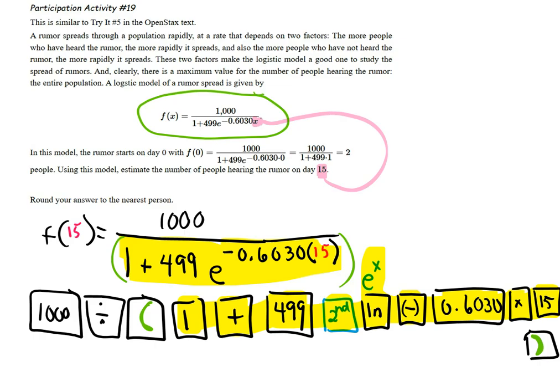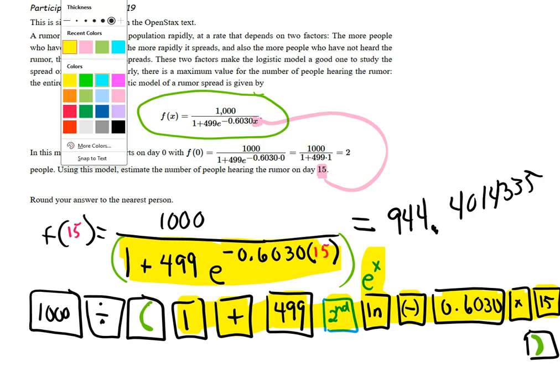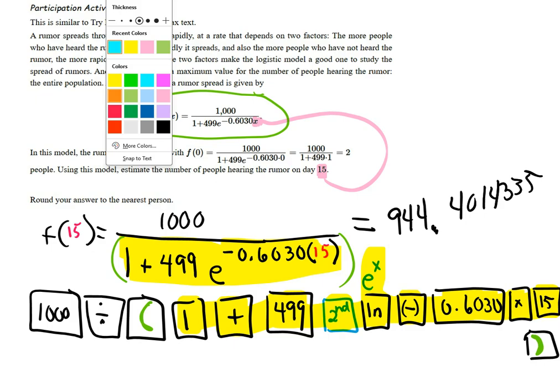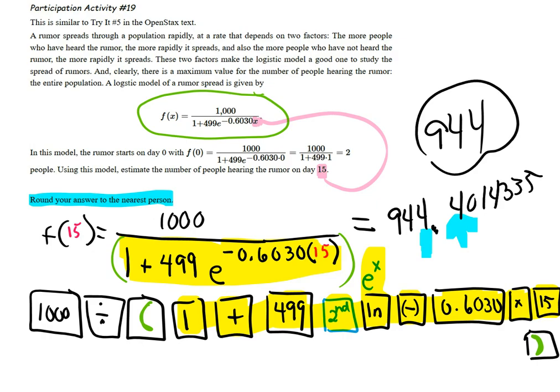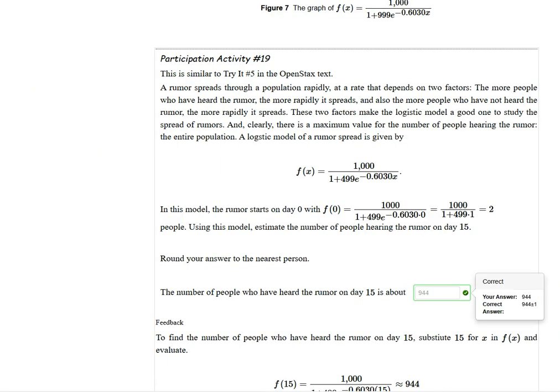And so when I did all of that, I ended up getting 944.4014335, and Mobius tells me to round to the nearest person, the nearest whole number. So since that is a 4, my answer is going to be 944 people. So by day 15, it started with 2 people. Obviously, you need 2 people to spread a rumor, right? Somebody's got to say something to somebody else. But by day 15, it's up to 944, and I did type it in already.